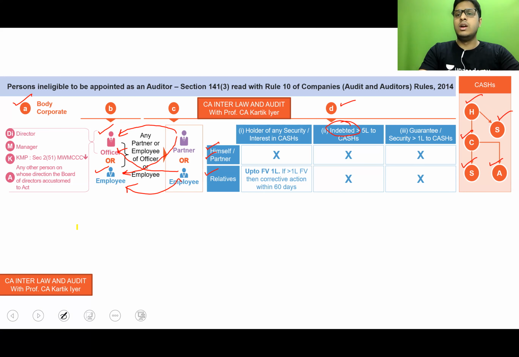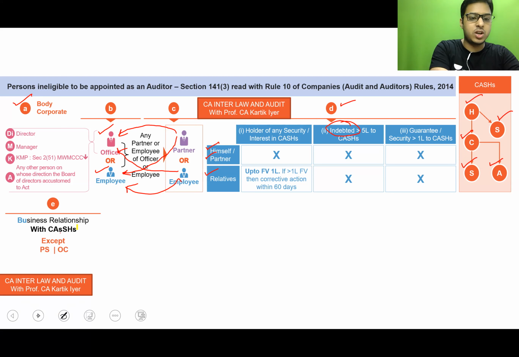The next point is in relation to clause E. Now clause E is what? Any business relationship with cash S. But remember here you have the subsidiary of associate company also. That is also covered here, except if it is a case of professional services or which are in the ordinary course of business. We had done this example in the class.